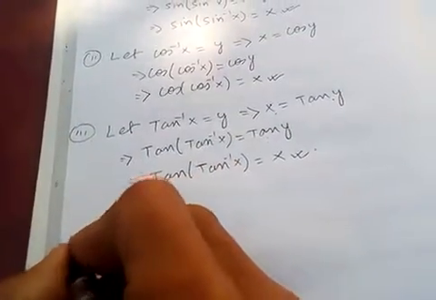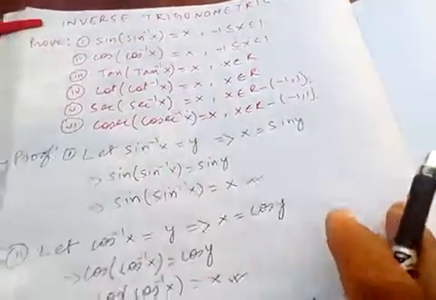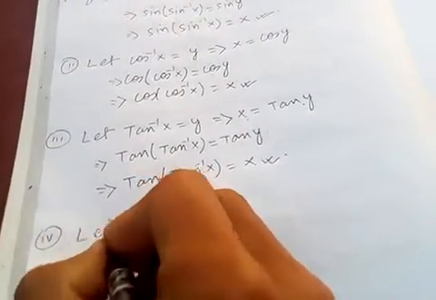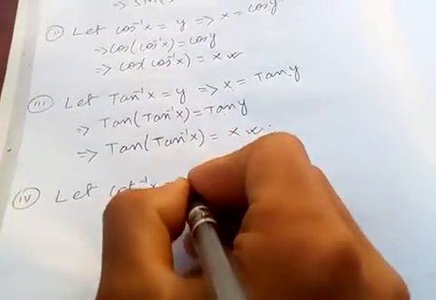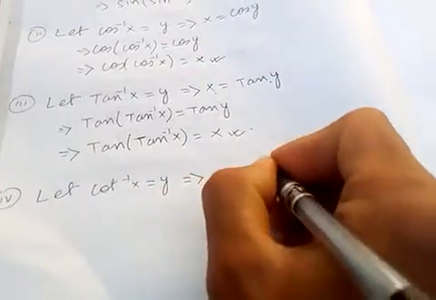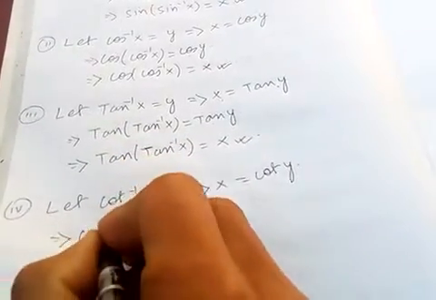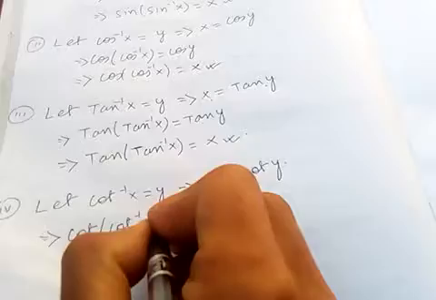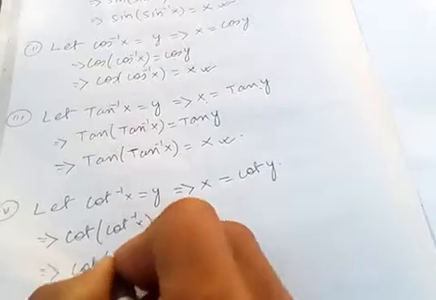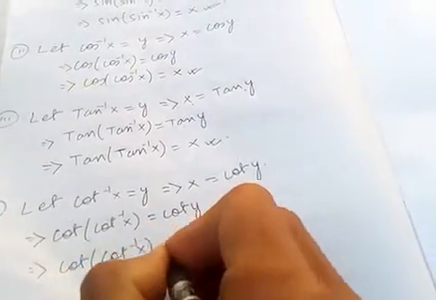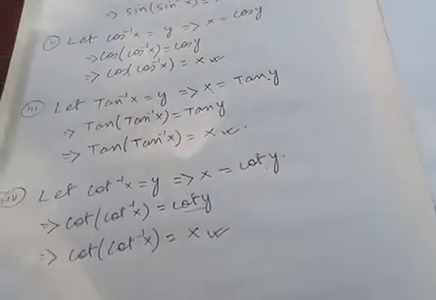And for the fourth, cot inverse of x is equal to x. So same thing, let cot inverse of x is equal to y, which implies that x is equal to cot y. So if you take cot on both sides, cot of cot inverse of x is equal to cot y, that means cot of cot inverse of x is equal to cot y, which is just x. So this is the fourth.